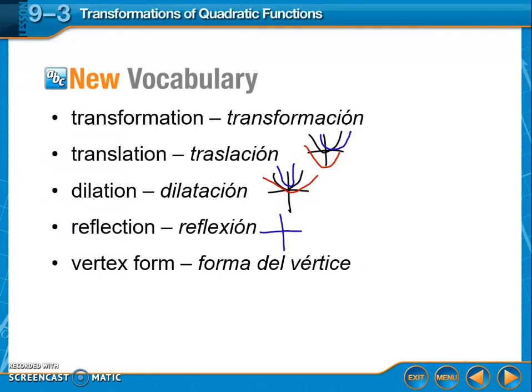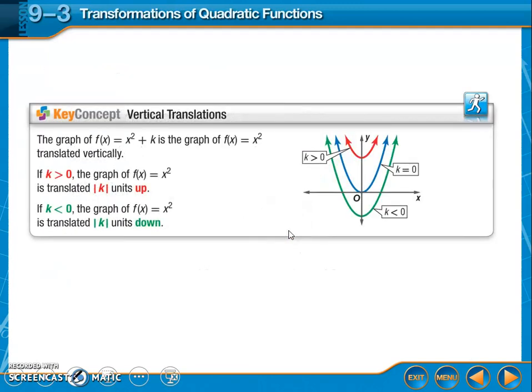Okay, a reflection is, so if you start out like this, your graph starts here. A reflection goes down here. All right, and so we're going to talk about these in this lesson.